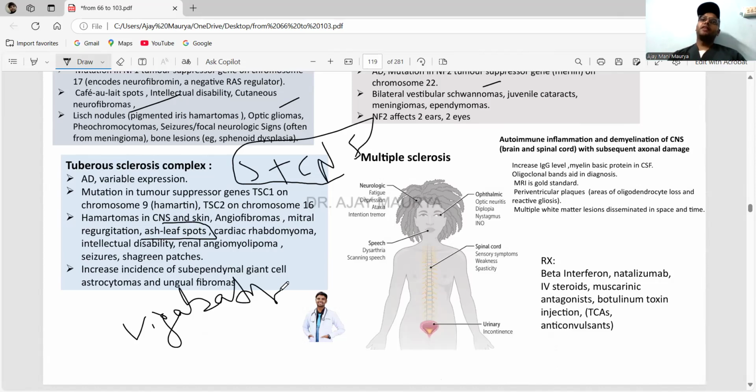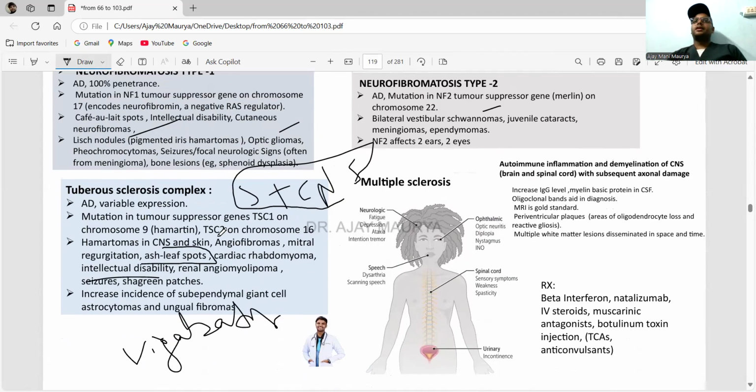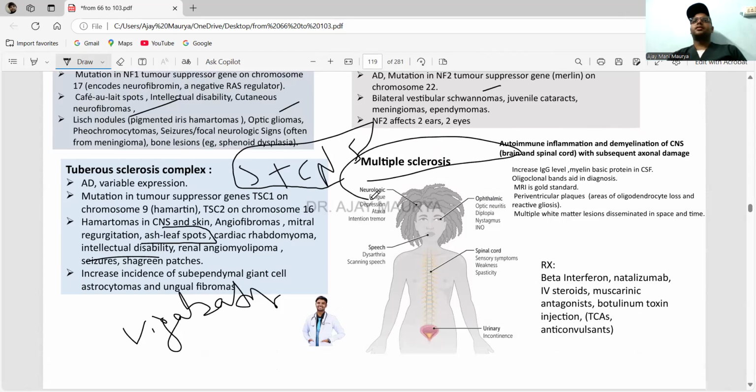The patient will have a seizure, also CNS involvement, for example a tumor. The patient will have mental retardation, that is, intellectual disability. If you see in the questions that the patient is having seizure and CNS complications, and remember we have ash leaf spots on the body, it is tuberous sclerosis complex. Next is multiple sclerosis. Read this.